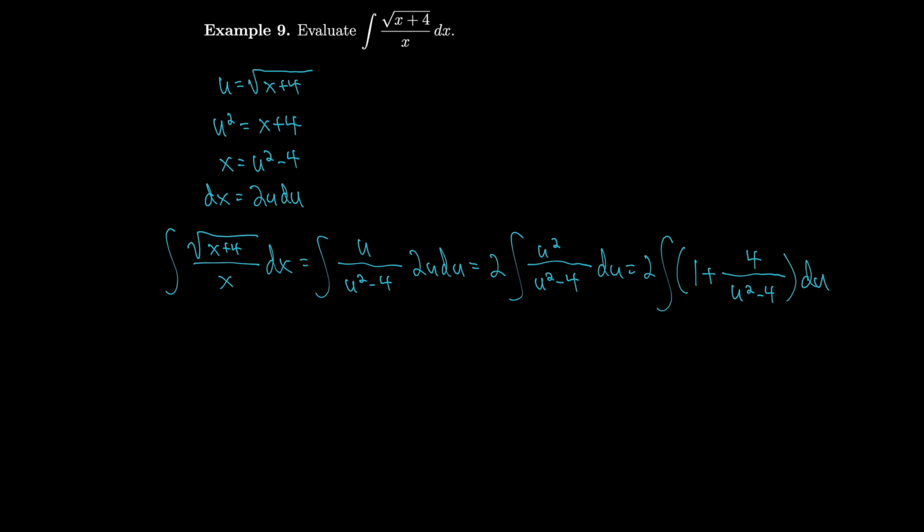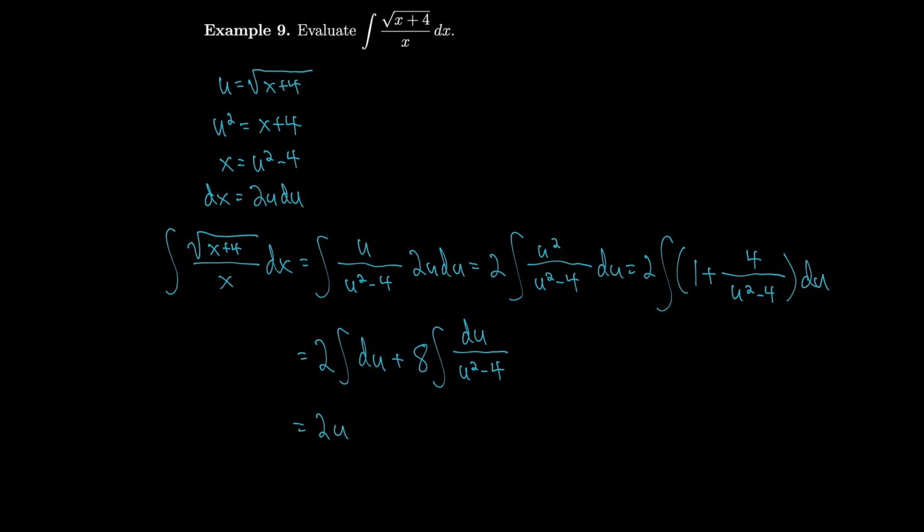And we just get that by doing a quick division, because notice at this point the degree of our numerator is greater than or equal to the degree of our denominator. And that's the first step to solving any of these problems with rational functions, is you look at the degrees of your numerator and denominator. So then that becomes 2 times the integral of du plus 8 times the integral of du over u squared minus 4. So one of those is easy, it's just 2u.